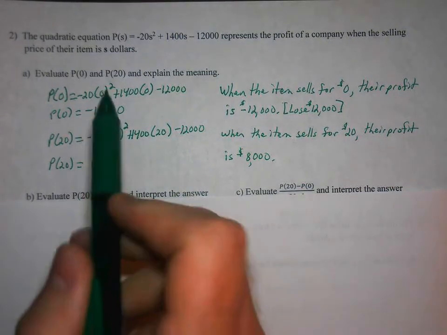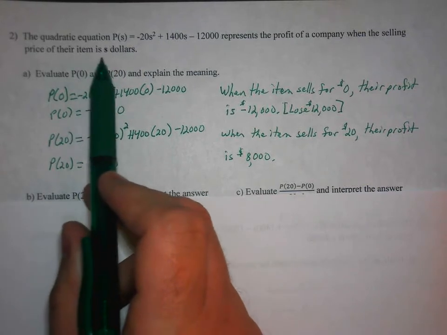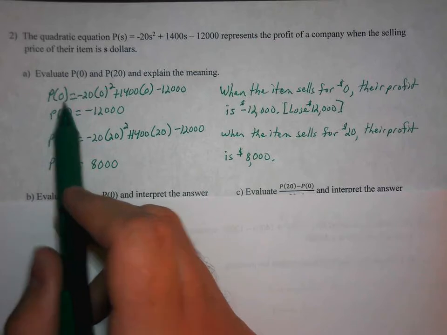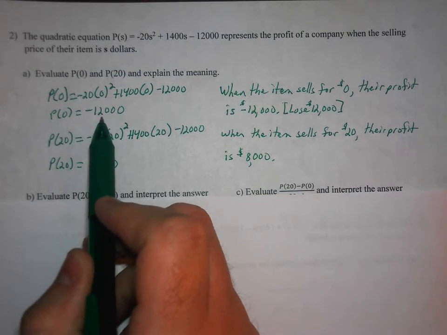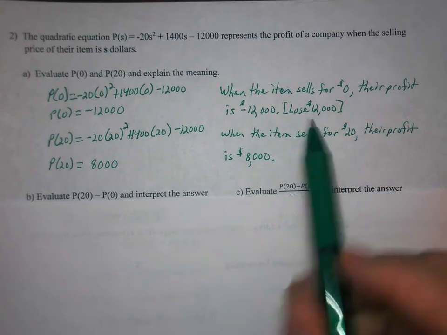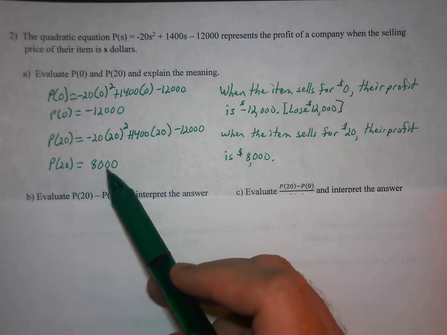And remember that S, the number in the parentheses, represents the selling price of their item. So when they sell the item for $0, their profit is negative $12,000, which means they're losing $12,000. When they charge $20 for the item, their profit is $8,000.